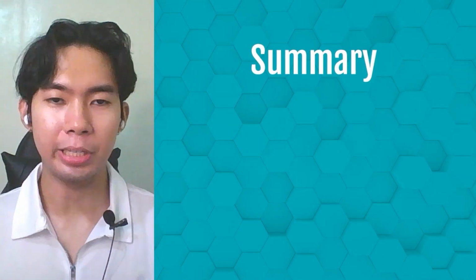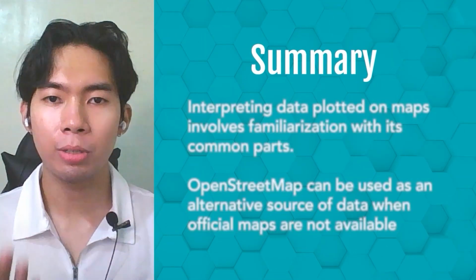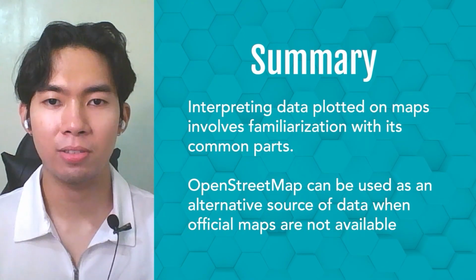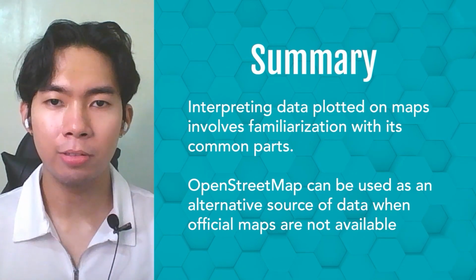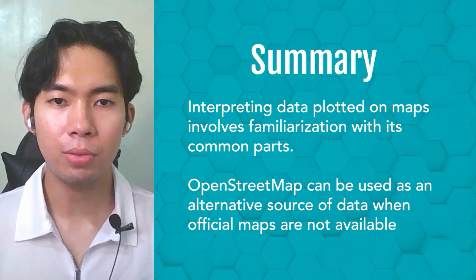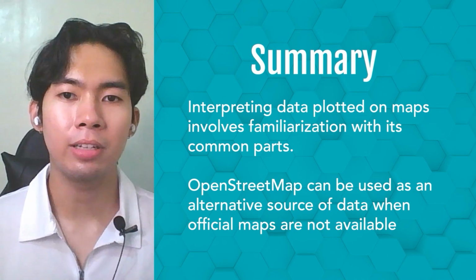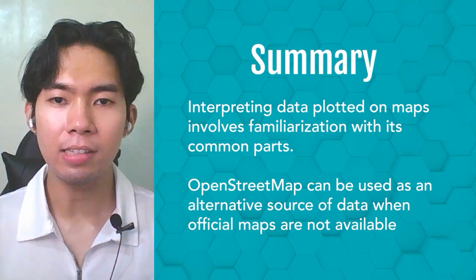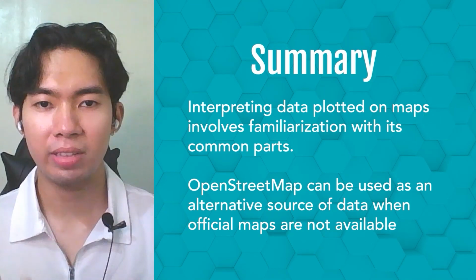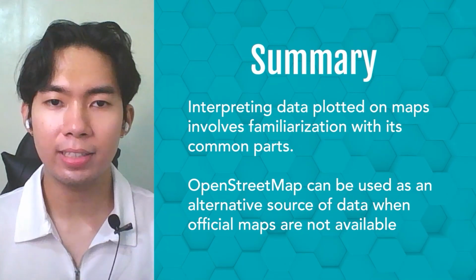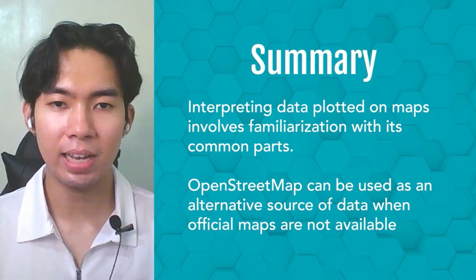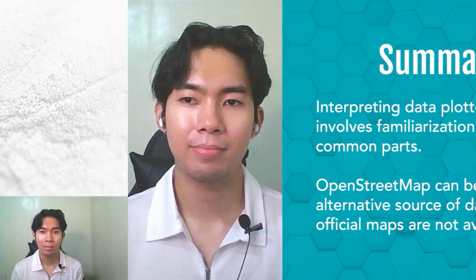So to summarize this lesson, we have the following key points. So first, interpreting data plotted on maps involves familiarization with its common parts. So second, OpenStreetMap can be used as an alternative source of data when official maps are not available. Then lastly, when used in conjunction with tabular information, geographic data can be used to make policy making faster and more efficient.